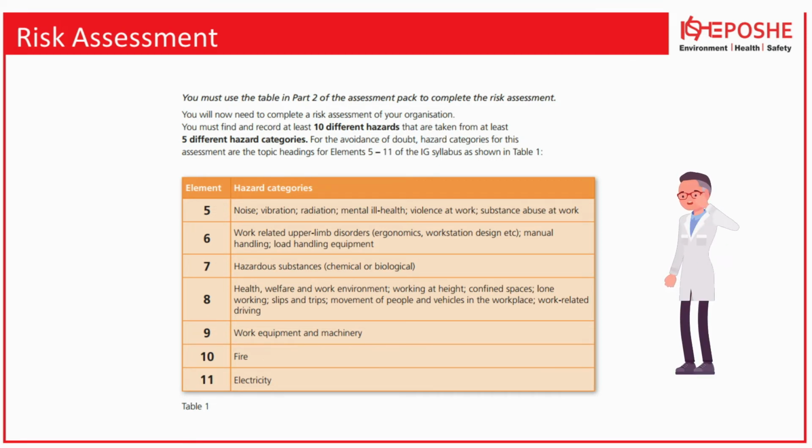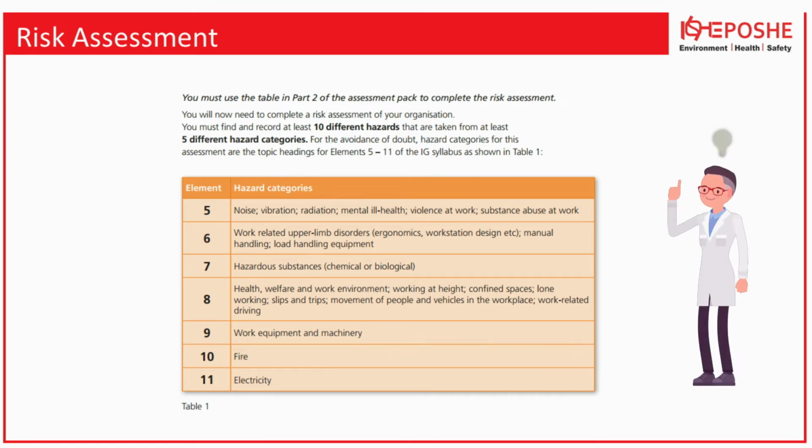In order to avoid confusion, you are requested to go through Table 1, provided in the IG2 Practical Assessment Guidance document. The table will clearly explain the hazard categories which you need to include in the risk assessment. For example, noise, vibration, mental ill health, violence at work, substance abuse at work are hazard categories from Element 5. Similarly, many hazard categories are provided in other elements. The examiner is expecting you to identify 10 hazards from 5 hazard categories.